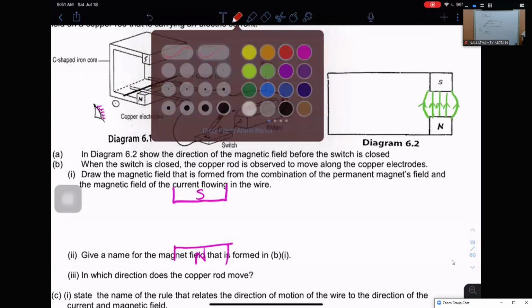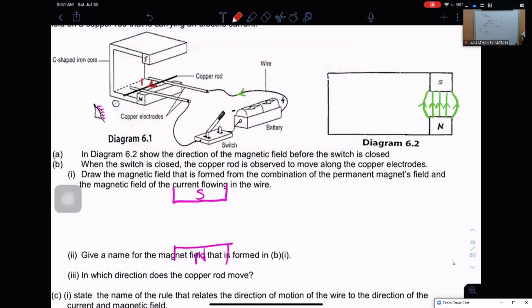Okay, current is outward. You see the arrow, current is outward. So then we have to put a dot. Let's identify the direction of the force acting. Current out, north to south. Where's the force acting? Left or right? Who wants to answer? Yes, sir? Left.